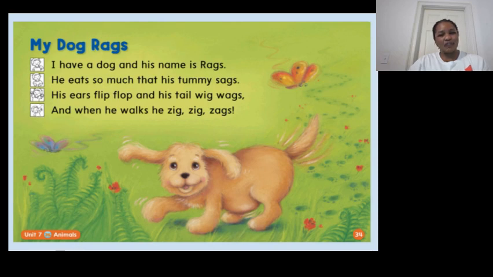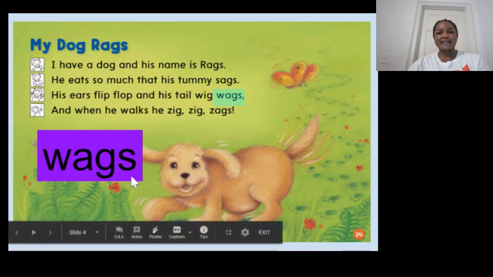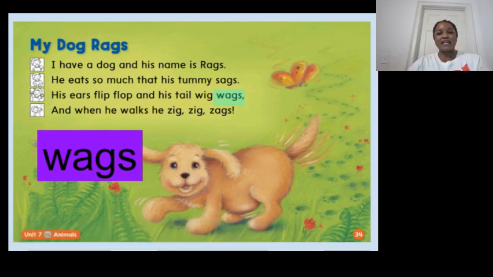Ags. These last two words, or three words, have the same ending sound. Rhyming words have the same ending sound. Ags. Do you know what that word is? Let's blend it together faster so we can say the word. Ags. Wags. Say wags. It's the word wags. Together, let's blend it together. Wags. Say, I can blend word parts. Here's the word wags inside of our poem.